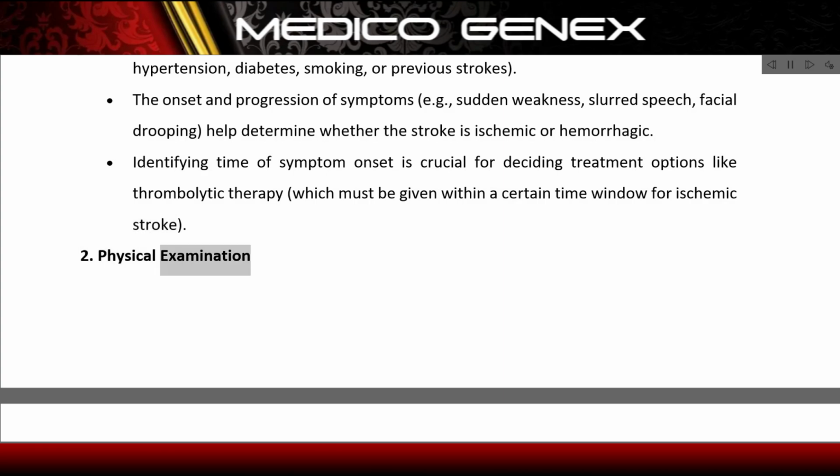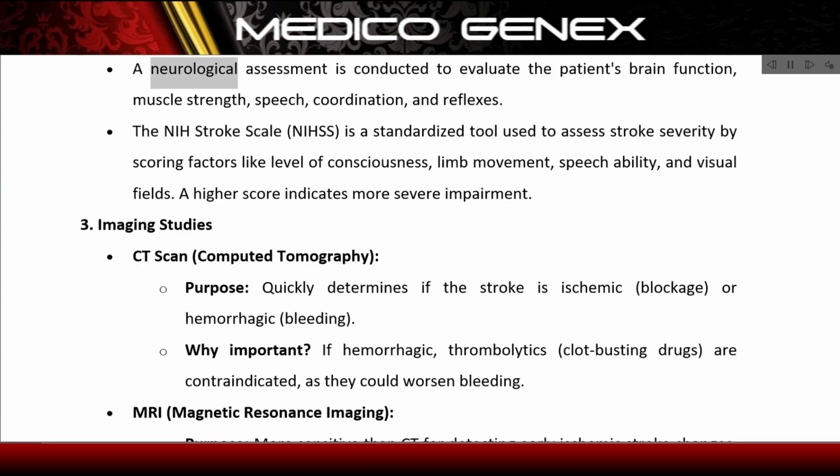2. Physical examination. A neurological assessment is conducted to evaluate the patient's brain function, muscle strength, speech, coordination, and reflexes. The NIH Stroke Scale, NIHSS, is a standardized tool used to assess stroke severity by scoring factors like level of consciousness, limb movement, speech ability, and visual fields. A higher score indicates more severe impairment.